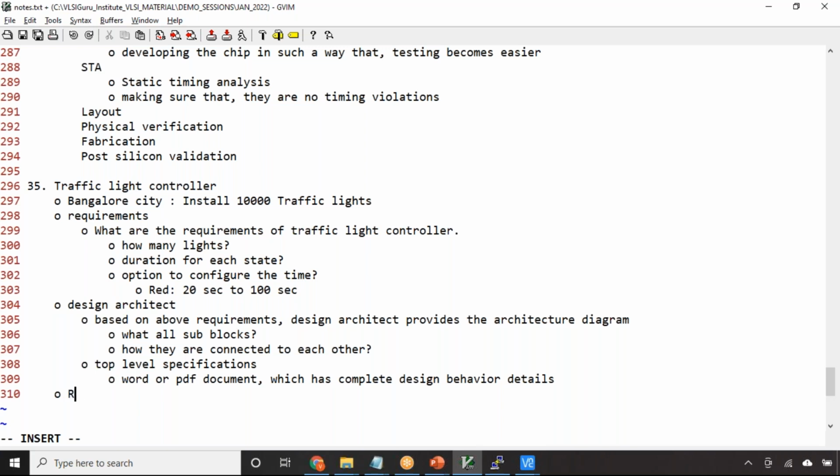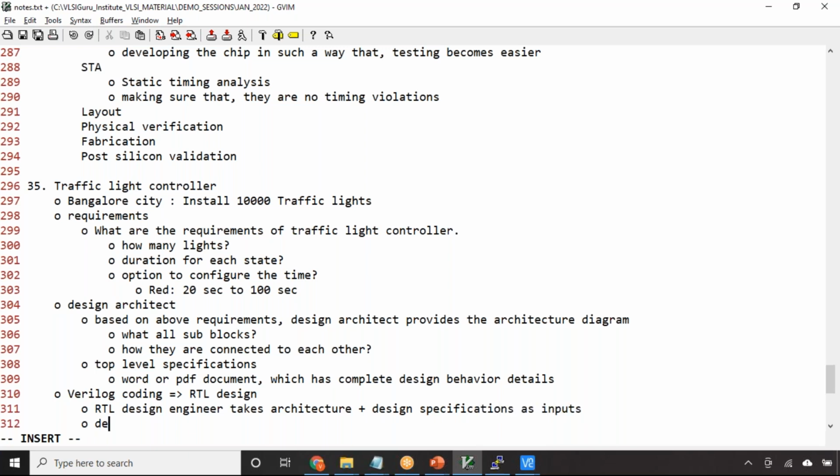Then with this architecture diagram, we will start with Verilog coding now, what we call RTL design. This is called RTL design. The RTL design engineer takes the architecture plus design specifications as inputs and develops the Verilog code, or VHDL code, which is the implementation of the design behavior.